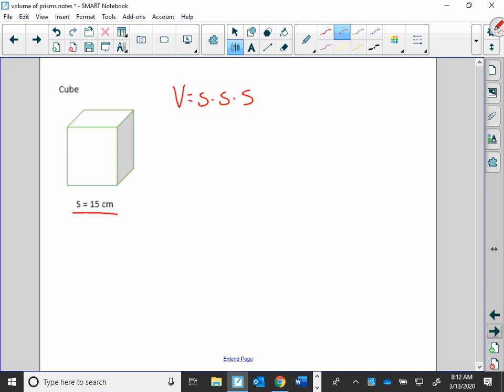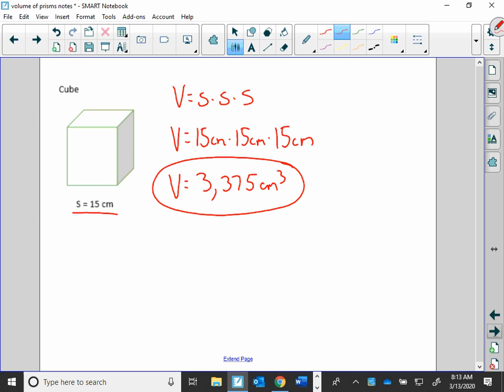We know that the side is 15 centimeters, so volume is equal to 15 centimeters times 15 centimeters times 15 centimeters. Get out our calculator, type in 15 times 15 times 15, and the volume is 3,375 centimeters cubed. That will be our answer. Again, remember, if I'm going too fast, you can pause and rewind and rewatch it.